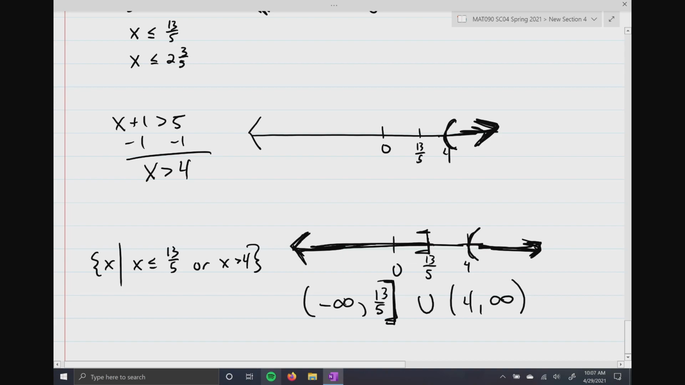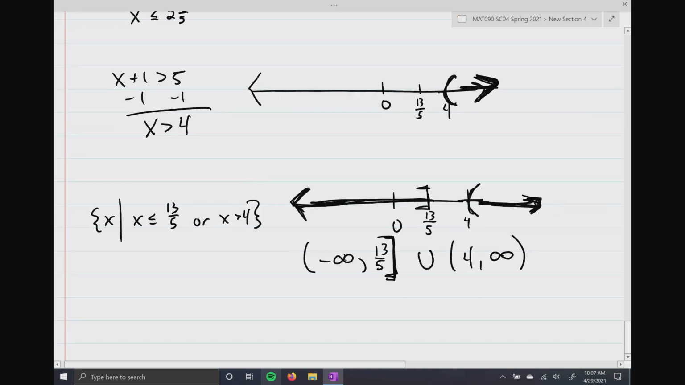Are there any questions with how I did that? So the hardest part about this section is just remembering the differences between and or. And has to satisfy both. Or only has to satisfy one. Okay? Any questions?